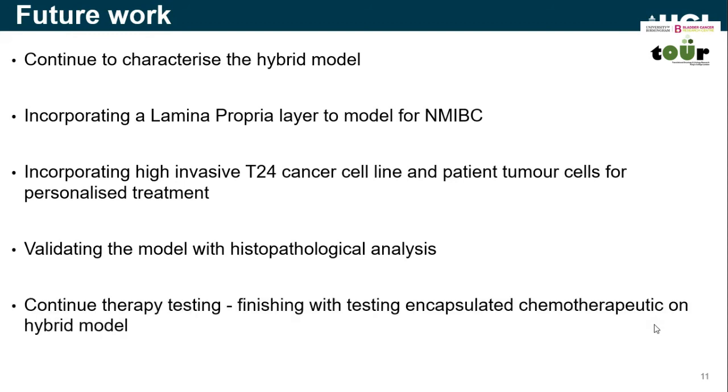But also, the exciting thing is to continue the therapy testing, and probably finishing with the testing of the encapsulated chemotherapeutic on the hybrid model. But also, in collaboration as well, I'm testing oncolytic viruses as another treatment method, to hopefully validate this as a test bed for new treatments.